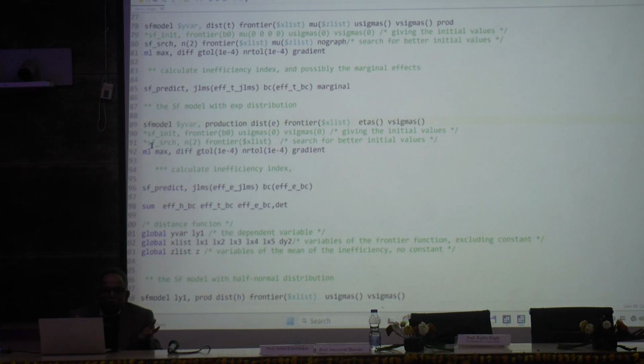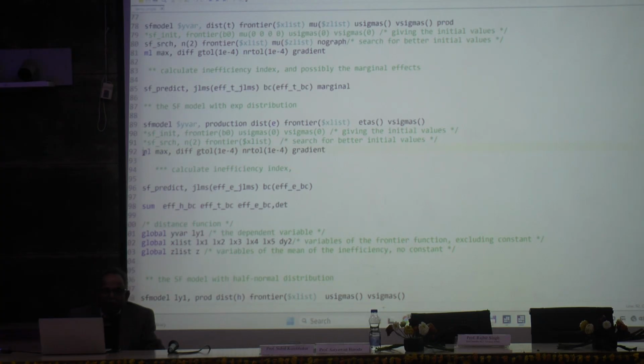If you do search, then you will see the graphs coming one after another, and sometimes I find it annoying. I want to let it run. I don't want to see what the computer is doing inside. Okay. So you go to line 92, and then in there you simply maximize the likelihood function and get the parameter estimates.